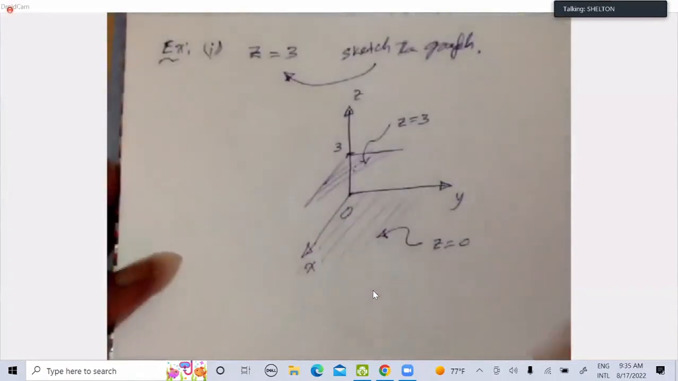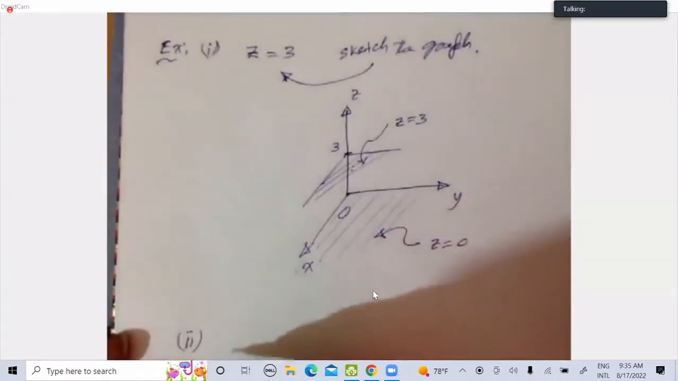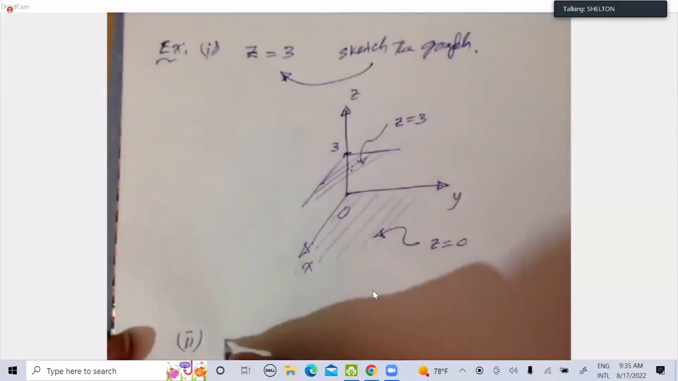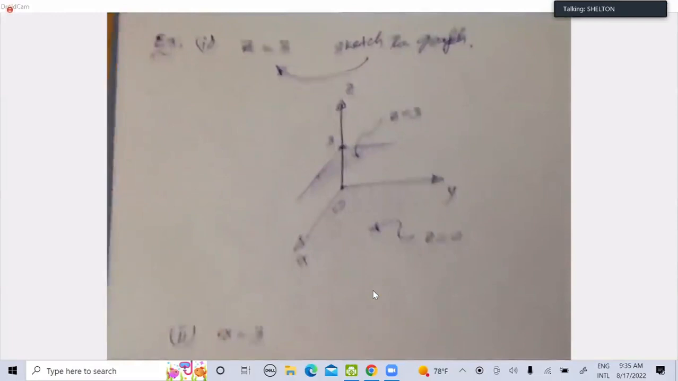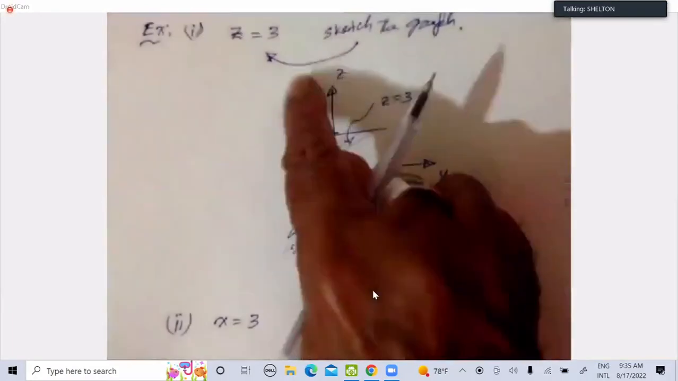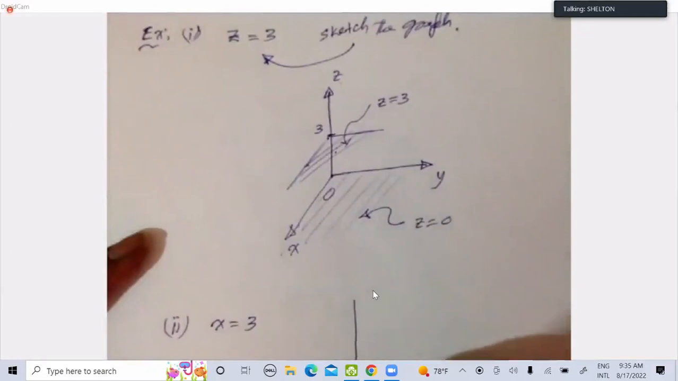First equation. Second equation, x is equal to 3. How do you draw x is equal to 3? z equals 3 was a horizontal plane. x equals 3, how do you sketch the graph?